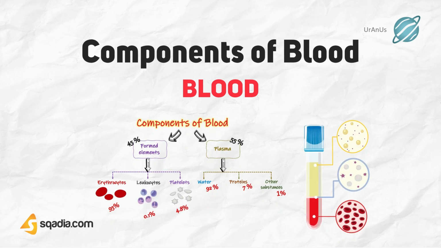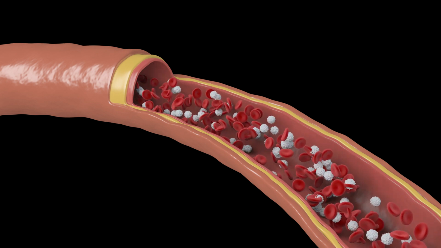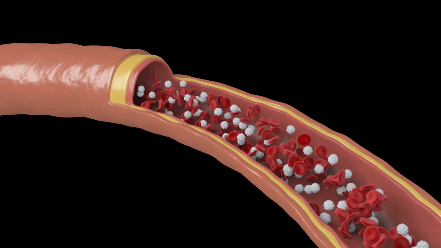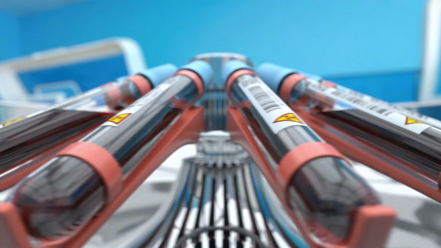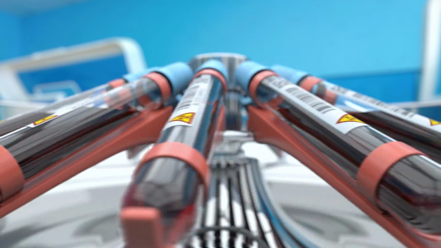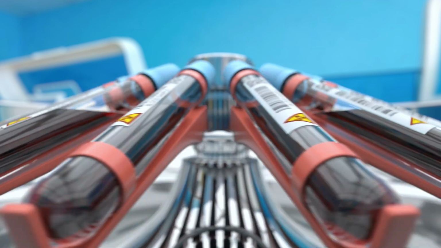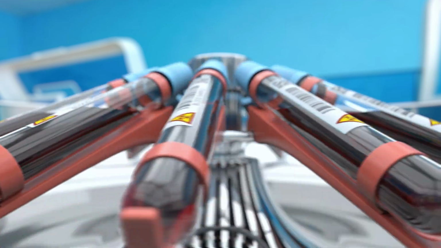So what are the components of blood? As we mentioned earlier, blood is the only fluid connective tissue that is made up of cells, fragments of cells, and dissolved biochemicals. By analyzing the components of blood, one can gain clues about diseases and disorders throughout the body, which is why blood tests are performed more often than any other medical test.